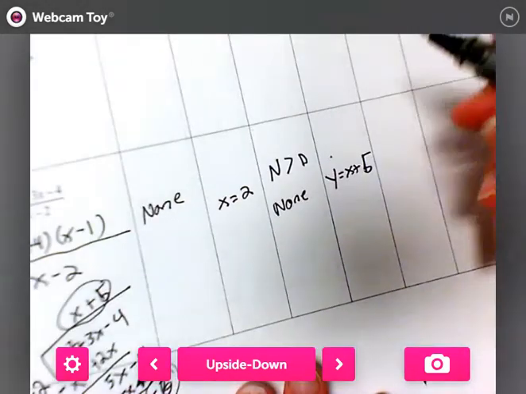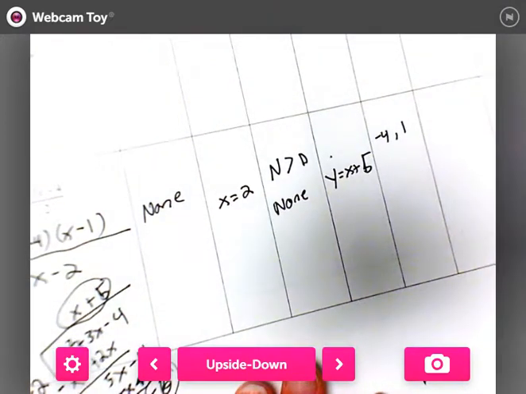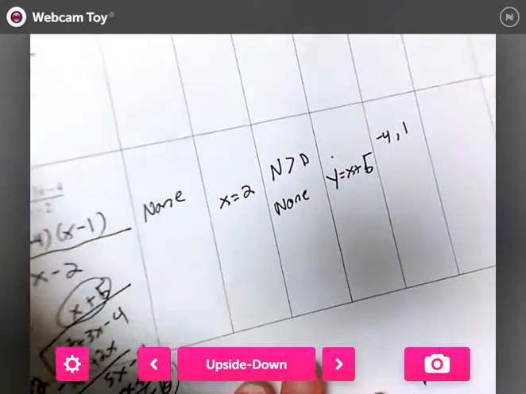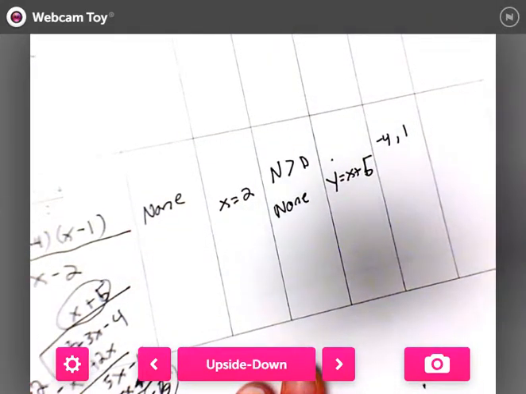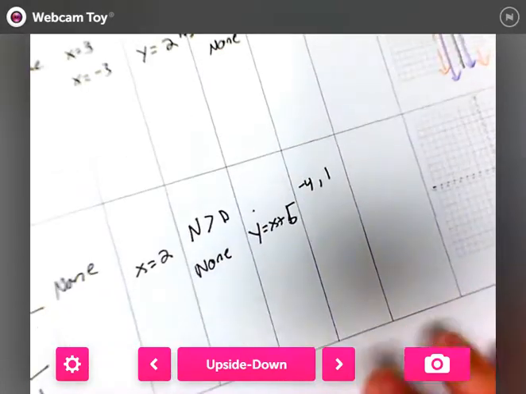Okay, x-intercept. How do we get a 0 on the top? We have -4 and 1 are my x-intercepts. Okay, we'll talk about in a second where it crosses the y and how to figure that out. Okay, and then my end behavior.